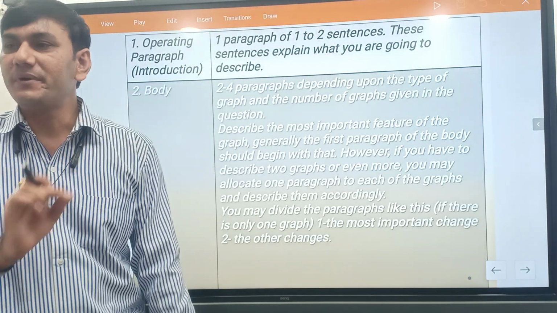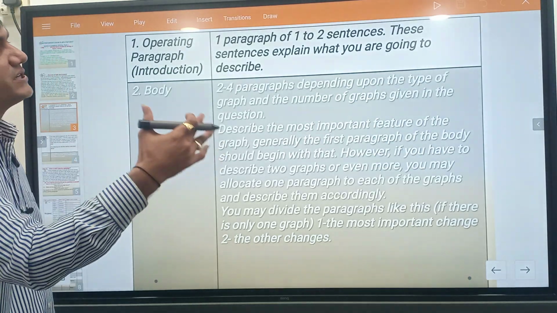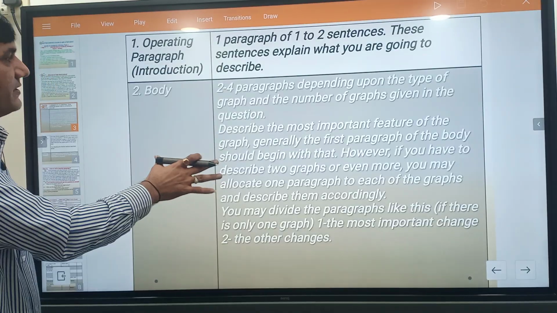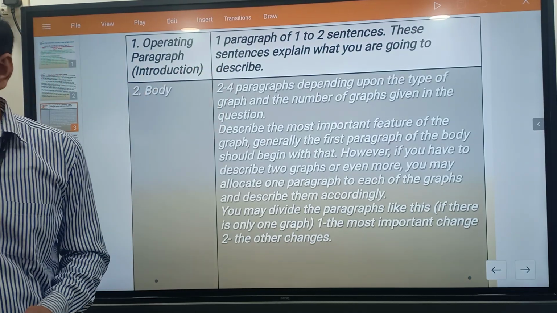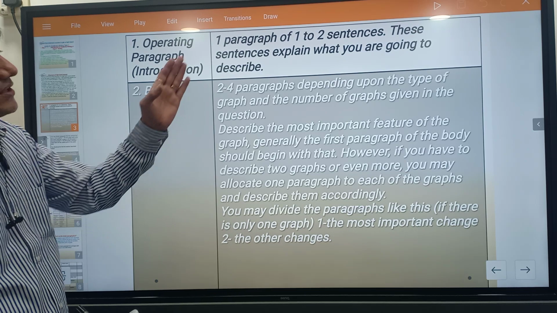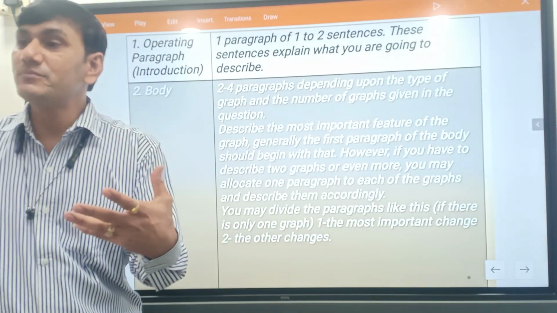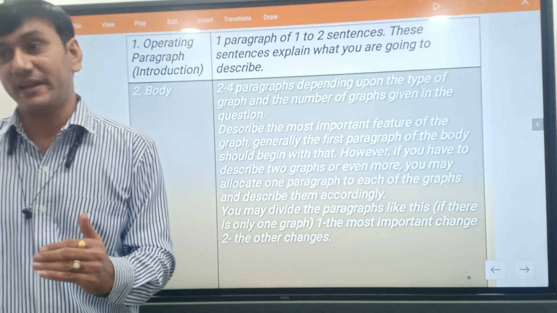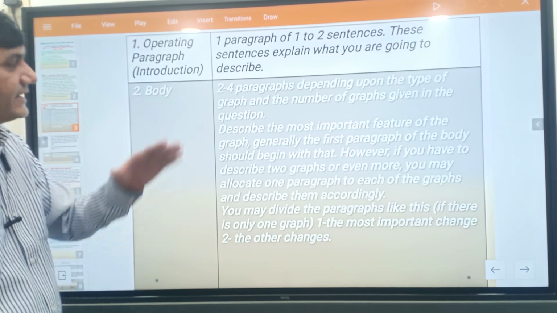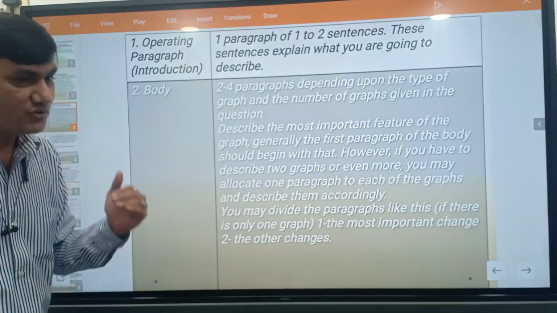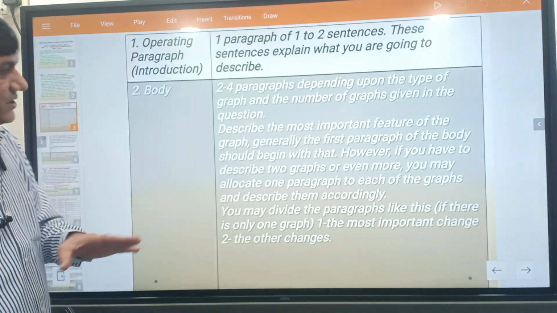See, when any topic is given, when you paraphrase the sentence, that means what you are going to describe in your graph. In body paragraph, you can write generally 2 to 4 paragraphs, depending on the type of graph you are going to write. Minimum 2 paragraphs or maximum 4 paragraphs. Don't write more than 4, 5 or 6 paragraphs. Ideally, it is 2 paragraphs. But when you want to describe something in more detail, you can write 3 or 4.